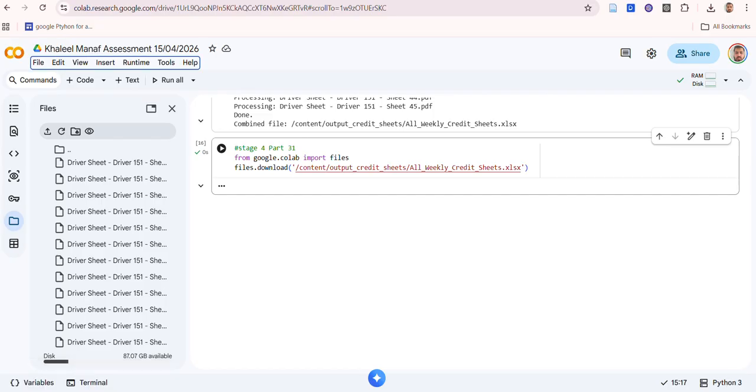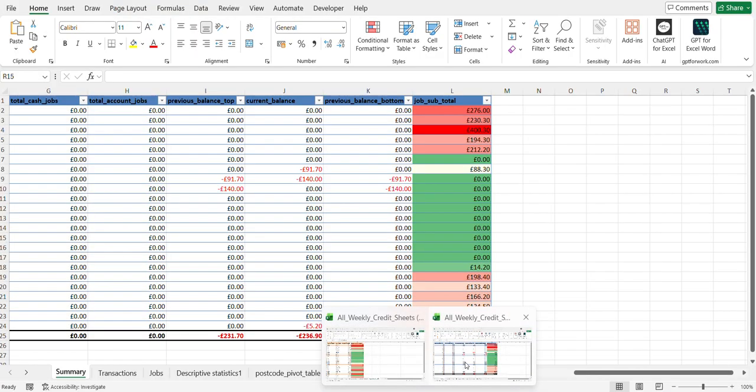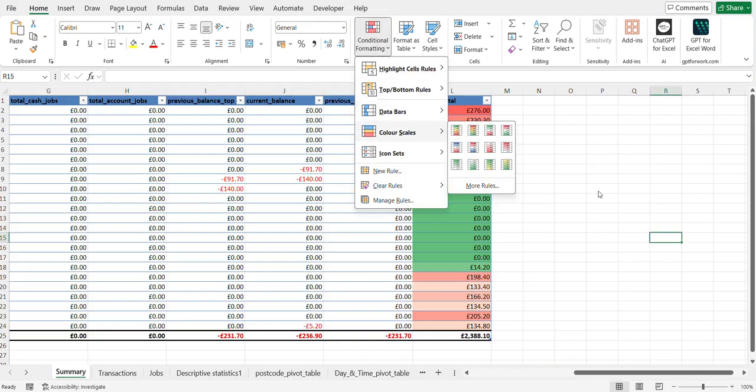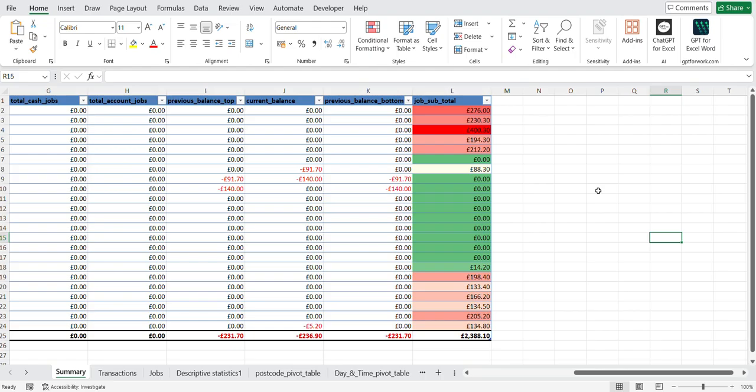And I did the conditional formatting, like here, I'm going by color scale. I didn't do it right now, I did it through Python. So the highest earning is that, and when it's zero, it's that, and when it's medium, it's that.